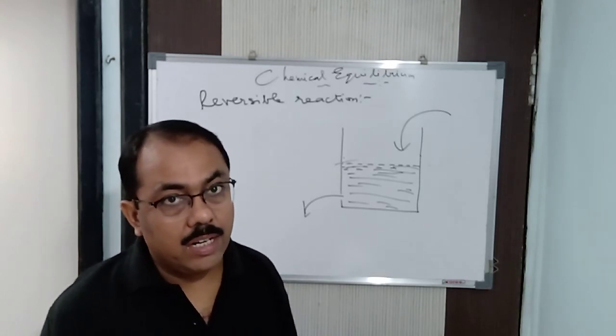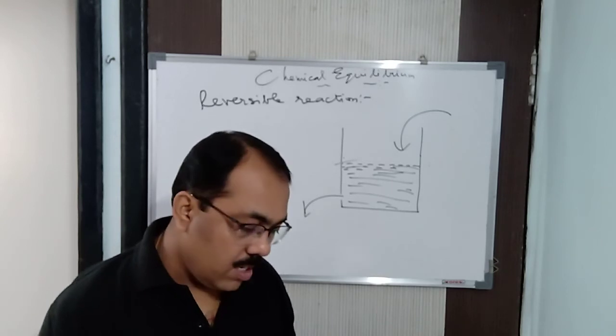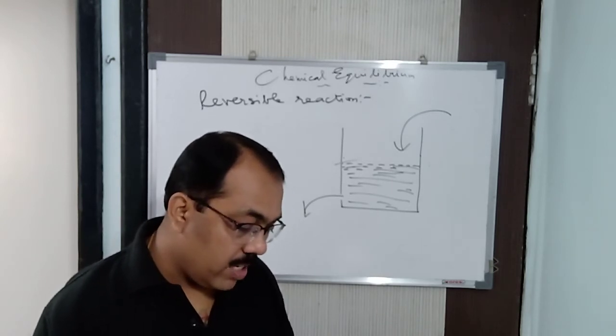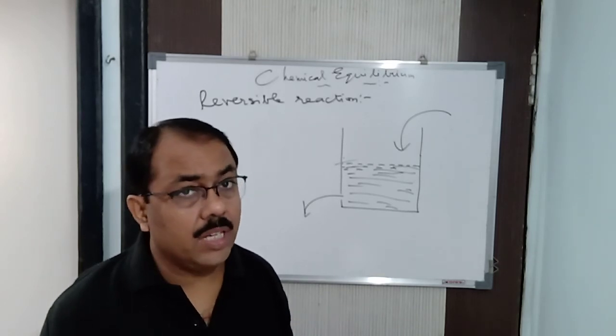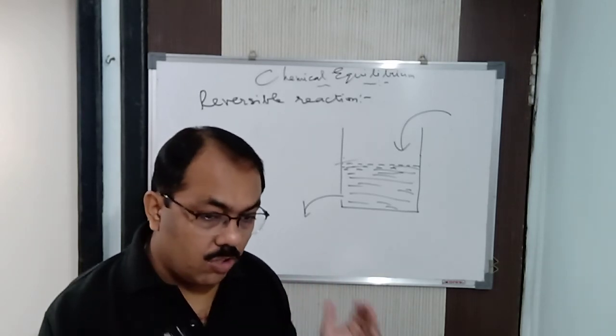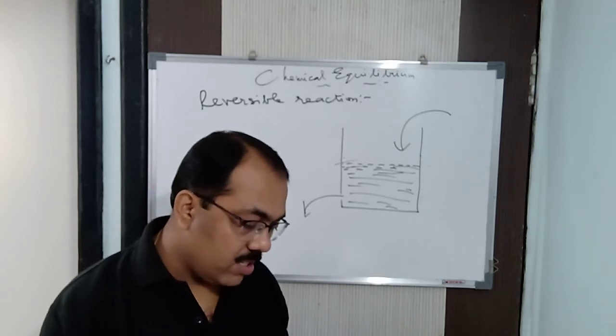Yes, the concentration of the reactant and product from either direction becomes constant. Now, at equilibrium, the rate of the forward reaction becomes equal to the rate of the backward direction, and hence the reaction is dynamic in nature. The rate of the forward is equal to the rate of the backward direction. Hence, the reaction is said to be dynamic in nature.